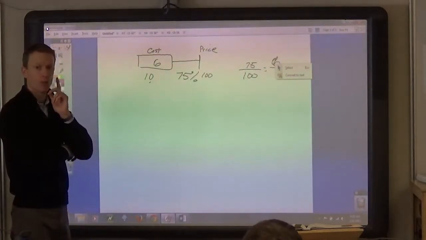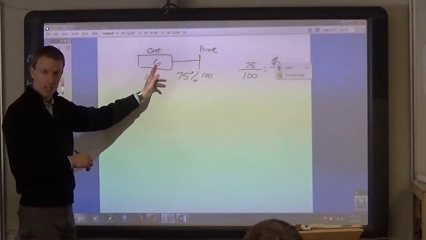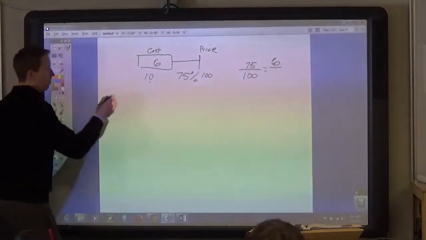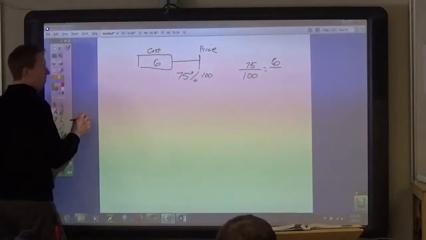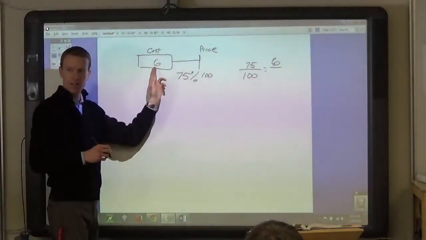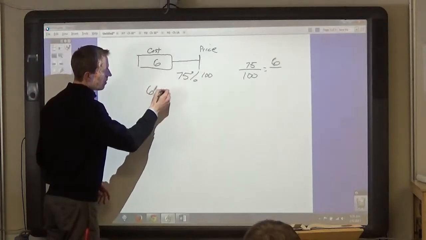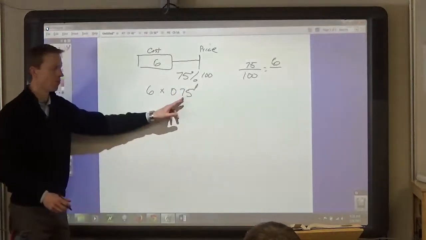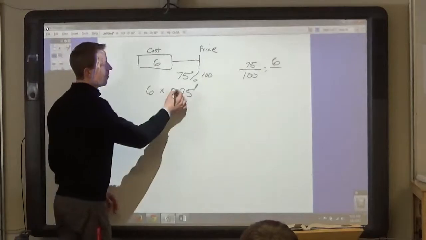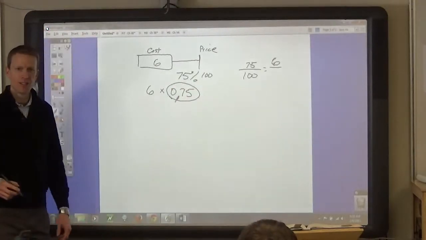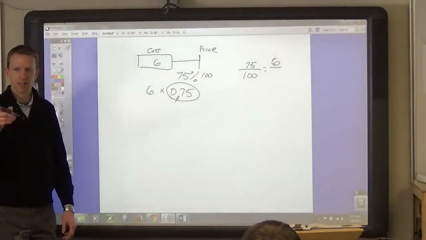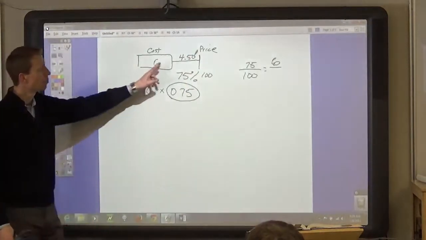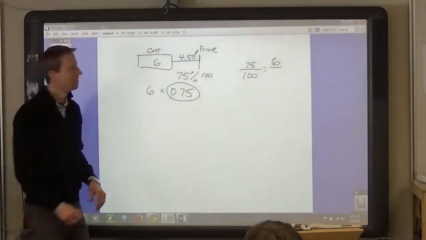We're not finding a proportion. We're finding a percent of the total of this part and then adding it to it. So think about it this way. To find 75% of an amount, do 6 times 0.75, right? 6 times the decimal form. And that will give us the amount, the 75%. What is that? 4.50. So 6 plus 4.50 equals 10.50.